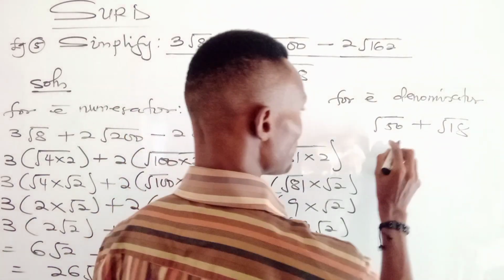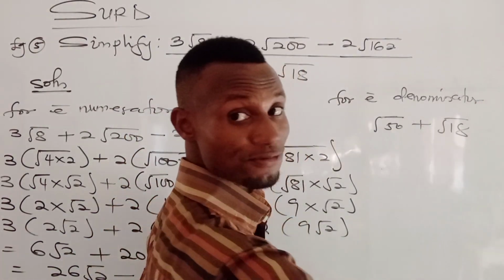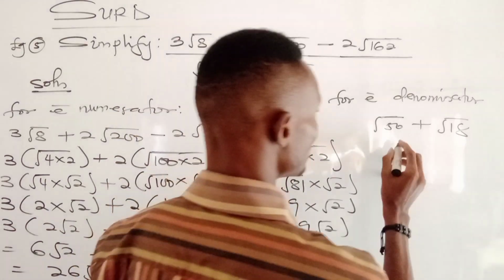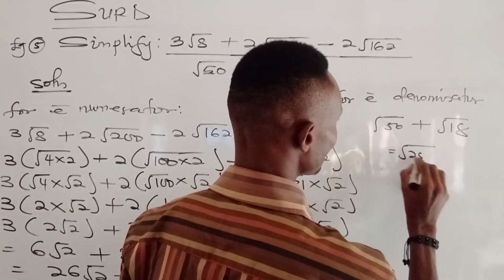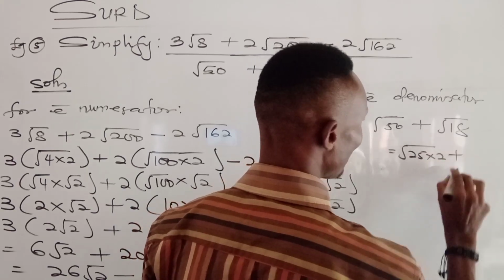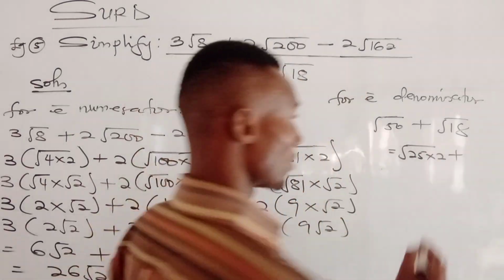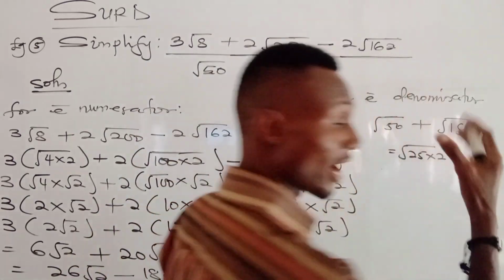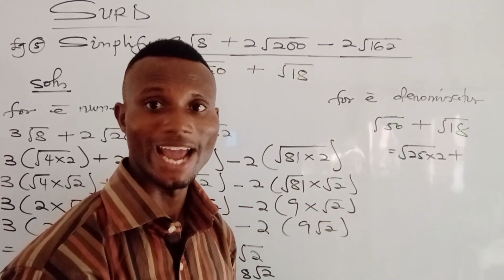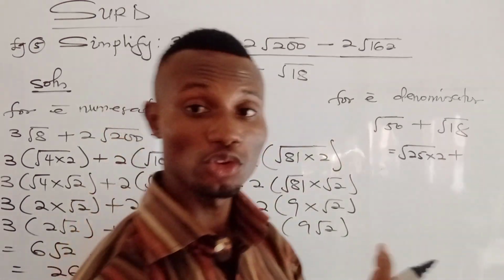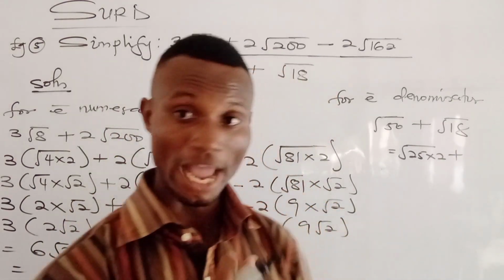Okay, so in place of the 50, I write 25 times 2 or 2 times 25. So this one is going to be square root of 25 times 2 plus, I hope you are following, not difficult. And the 18 also we are going to simplify. We are going to look for two numbers that can multiply to give the 18, but one of those two numbers needs to be a perfect square.